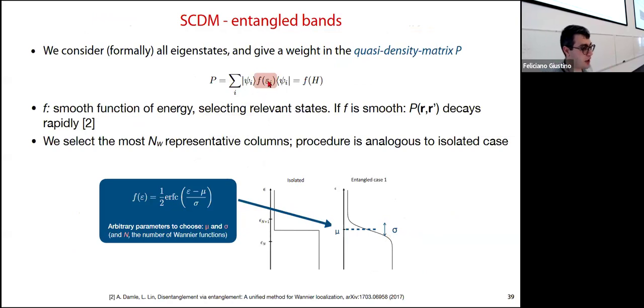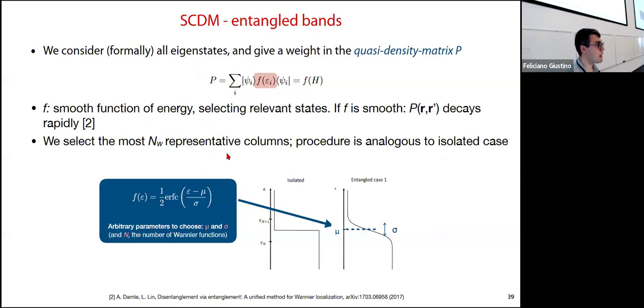if you want to do disentanglement, in a sense, you can generalize this by introducing a smearing. Okay, so an occupation function could be, for instance, the error function that you see here. And as long as this smearing function is actually smooth, again, your density matrix would decay rapidly in real space. Okay, so you do somehow the same thing, but the problem is that now you have a parameter.